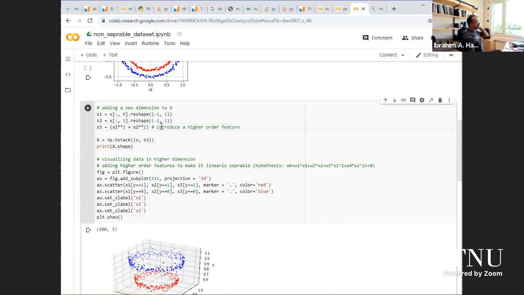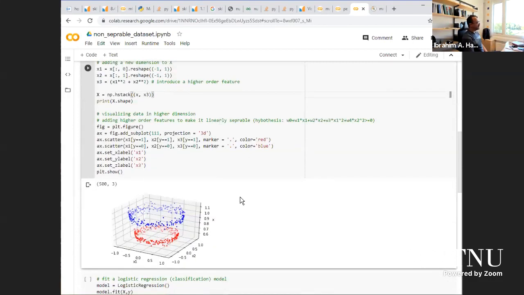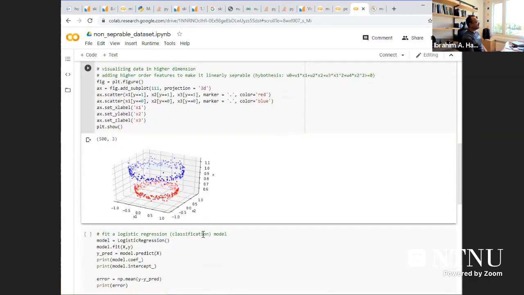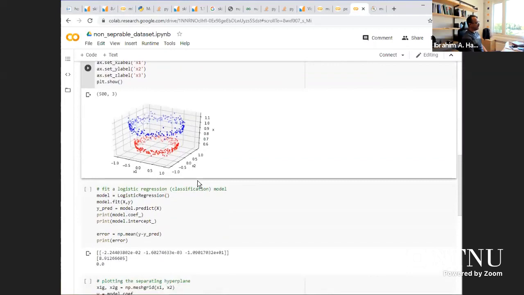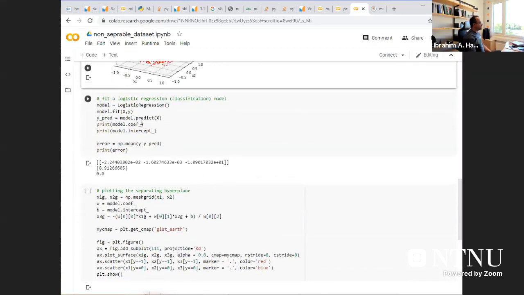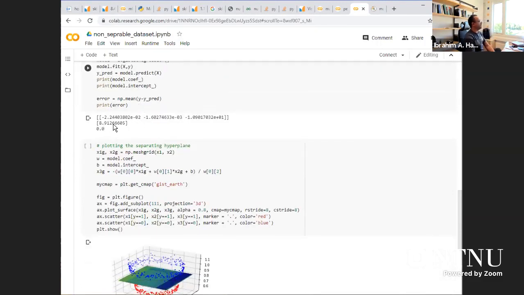Having this higher order feature can make life much easier, because when we plot the data in 3-dimensional space, we can see that now it's linearly separable, right? We will use a regression model. We will fit X and Y into this regression model, and we will calculate the coefficients. We have 3 inputs here: omega 1 times x1, omega 2 times x2, and omega 3 times x1 square plus x2 square. And this is the bias value.